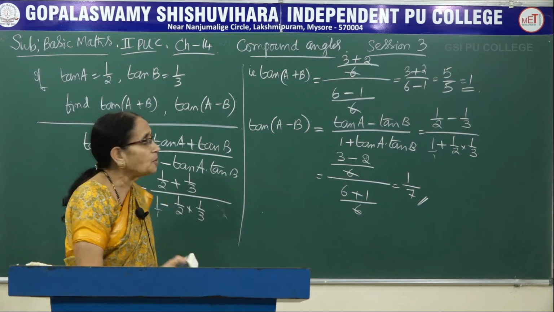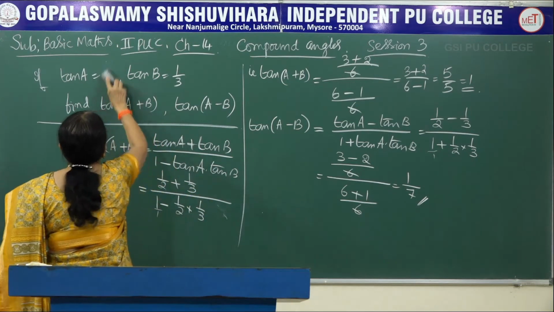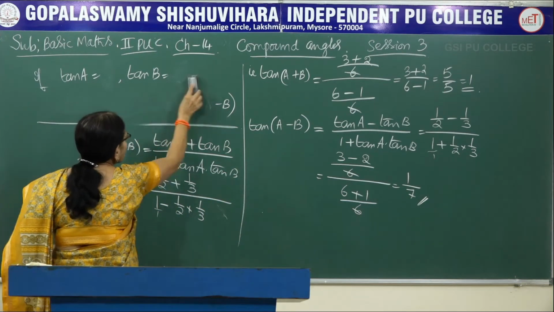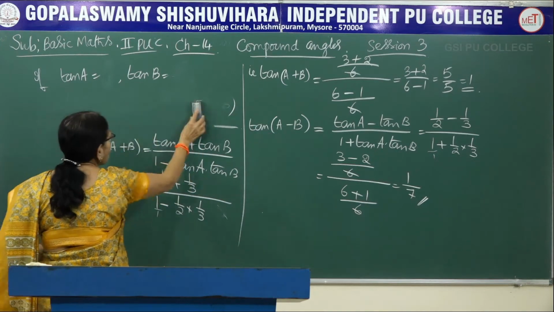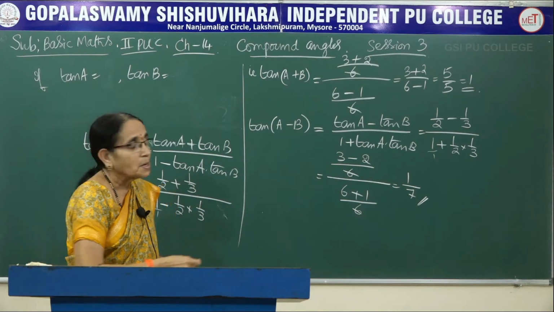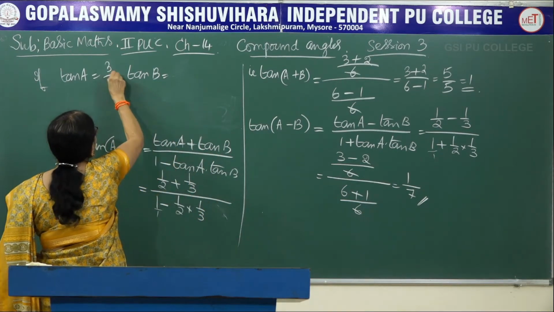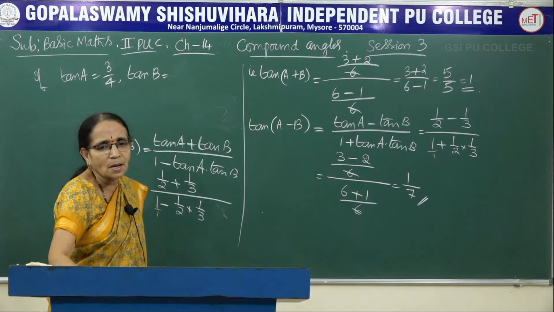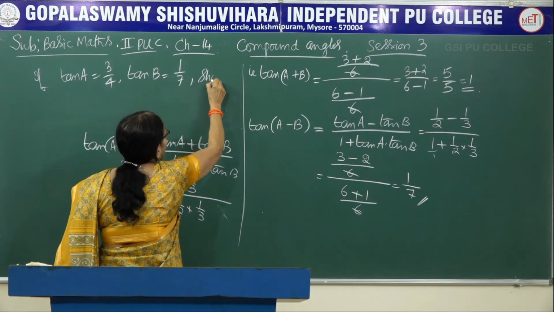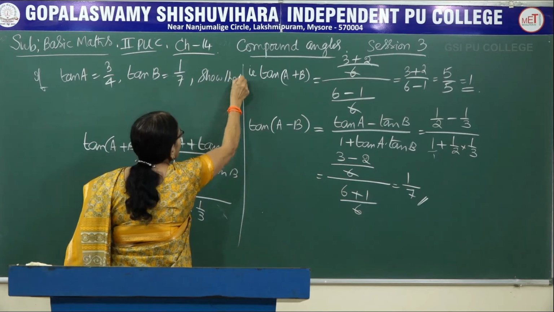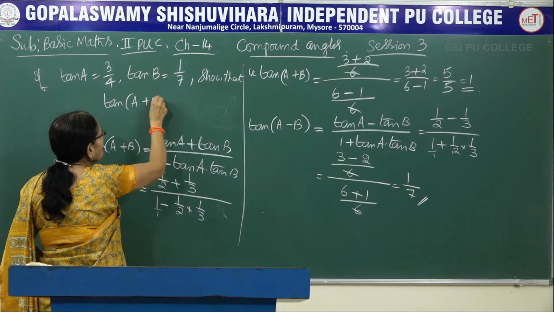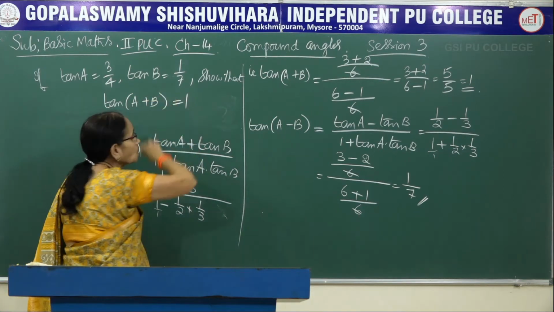Now, we move on to the next problem. In the next problem also, the values of tan A and tan B will be given to us. Let's move on to the next problem. If tan A is equal to 3 by 4, tan B is equal to 1 by 7, show that tan of A plus B is equal to 1.